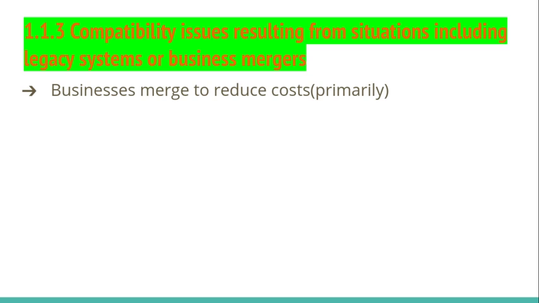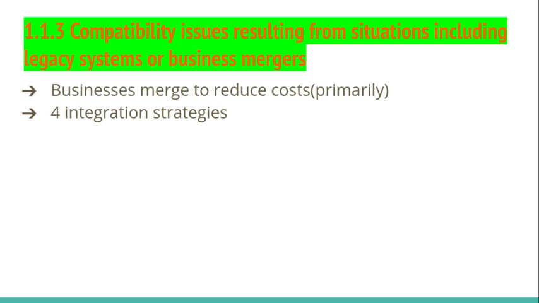Okay, so why do businesses merge? Businesses merge to reduce costs primarily. There's some economic benefit for them coming together. Maybe they share the same market space or the same industry, and instead of being a competitor, they want to now be partners. So usually it is cost, primarily, either to reduce costs or make more money.